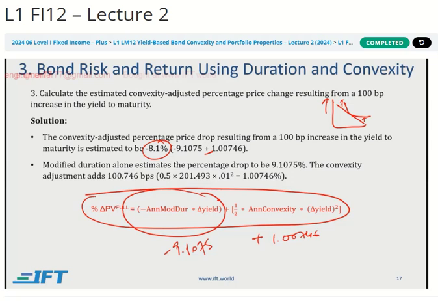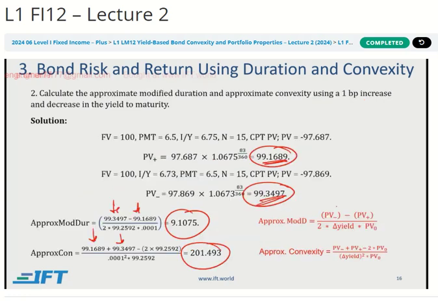Convexity is always added. It's always a positive number, and that is because it is squared. So let me just go back and show you why this is a positive number.